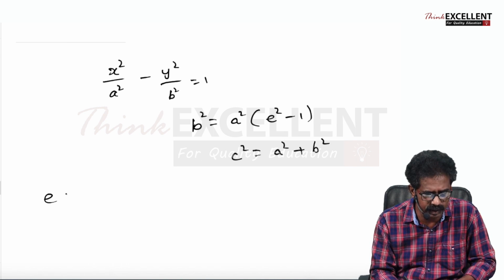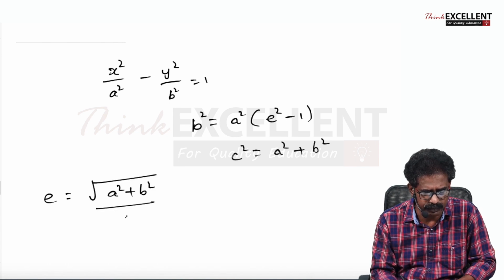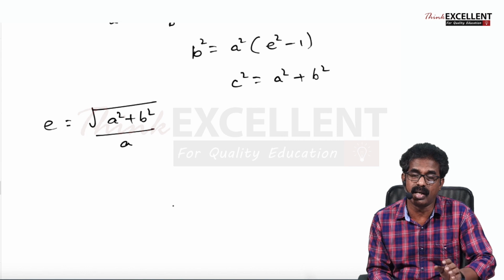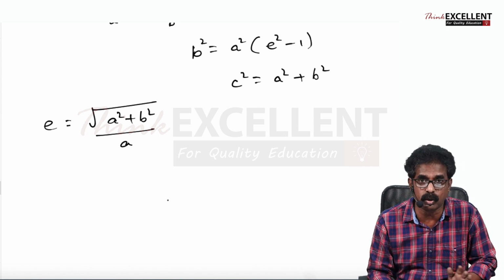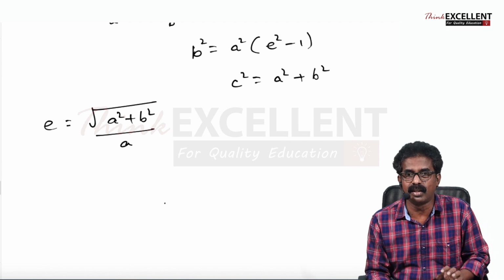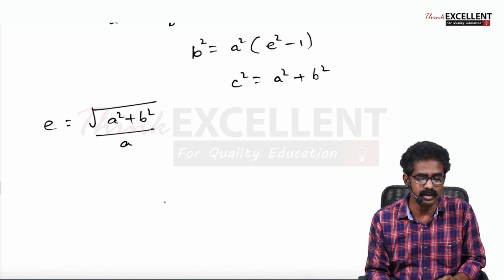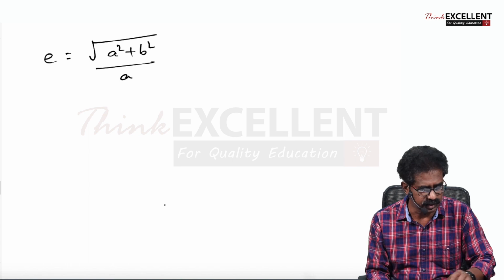And eccentricity, I gave the formula: root of a square plus b square by a. The two axes we call the transverse axis and conjugate axis. Eccentricity is more than 1, right? Then all of the results are similar to ellipse. Okay, now let us try a few questions.